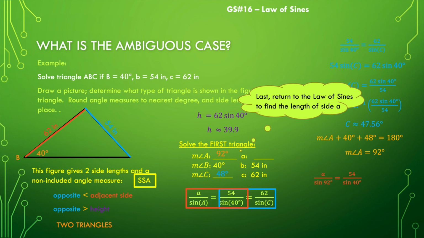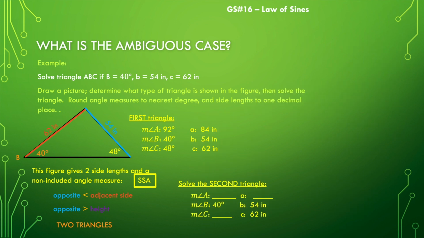Cross multiply. A times the sine of 40 degrees is equal to 54 times the sine of 92 degrees. And divide out the sine of 40 degrees. Crunch that in our calculator, and we get that A is about 84 inches. Okay, so that takes care of the first triangle. So we're going to go to another slide, and I'm going to bring that with us.